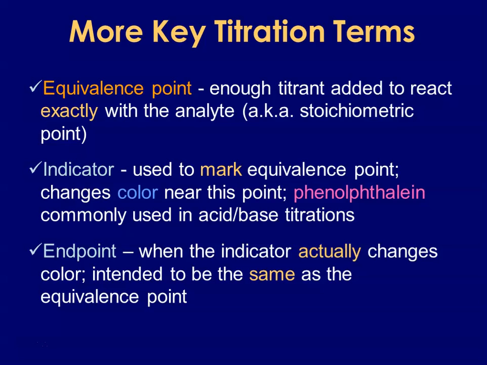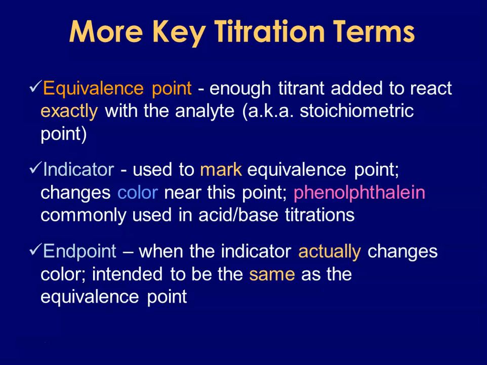Indicators, like phenolphthalein, which we used in that lab, can be used to mark the equivalence point. You pick indicators based on the color change from acid to base forms that it will go through at a certain pH. And you want to make sure that that color change corresponds fairly closely to your equivalence point. When we see that color change, we are at the end point of our indicator.